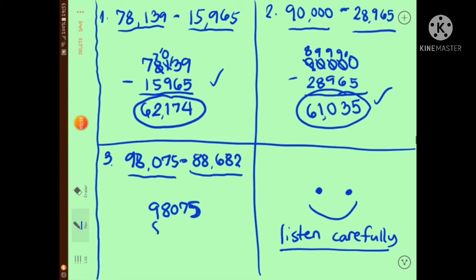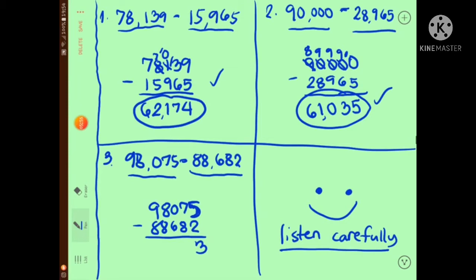Okay, and then 88,682 minus. Alright, now let's do this. 5 minus 2. Can or cannot? Can. So what is 5 minus 2? 3. Very good.